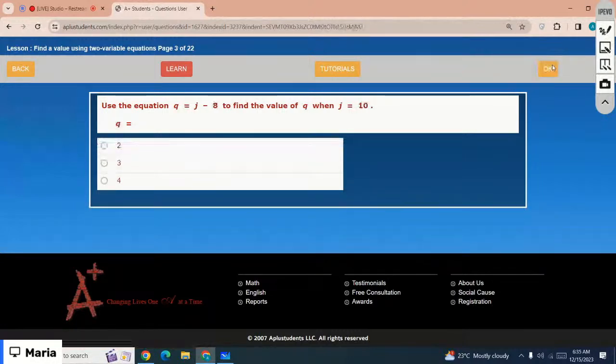Use the equation q equals j minus 8 to find the value of q when j equals 10. So which is the correct option? The correct option is 10 minus 8, so it is 2.